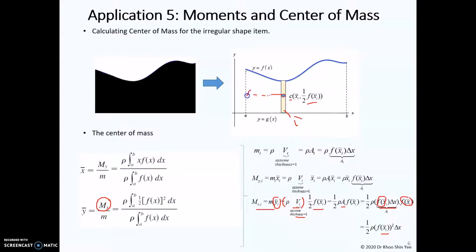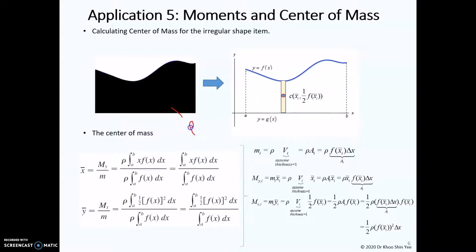So if you want to take the summation of all the total moment about the x-axis from a to b, then you need to perform the integration. So you need to integrate half multiplied with the rho f(x) squared dx. So with that, you obtain this integration. Lastly, since the density is constant for this object, we can further simplify it, and the rho here can be cancelled to give this final answer. So this is the formula to compute the x bar and y bar, which is the center of mass for this irregular shape object.